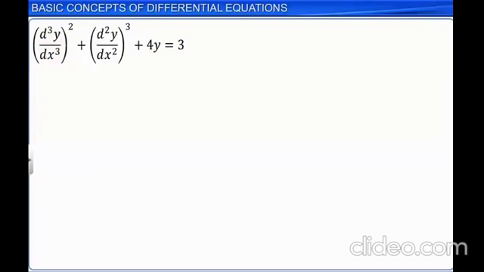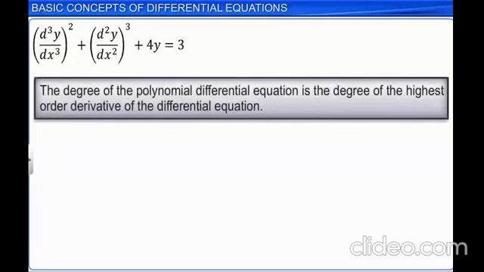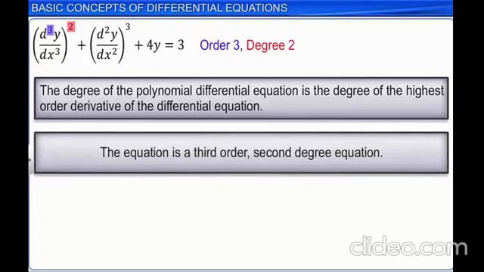Now that we have determined the order, we will see how we determine the degree of the differential equation. The degree of the polynomial differential equation is the degree of the highest order derivative of the differential equation. Here, for the order of the derivative 3, the degree is 2. Therefore, the degree of the differential equation is 2. Now, we can term this equation as a third order, second degree equation. If you observe carefully, the degree of the second order derivative is 3, but we considered the degree of the highest order only.